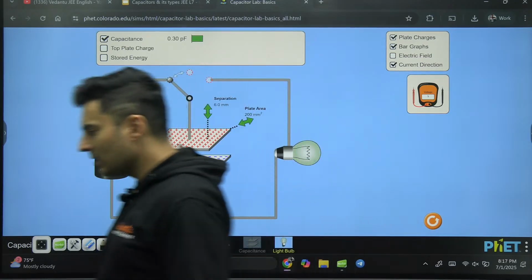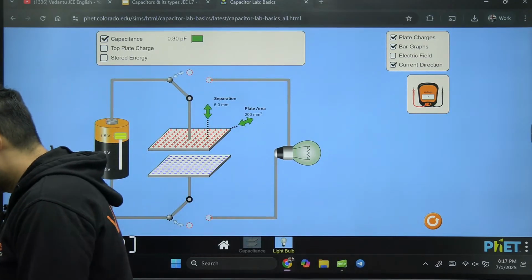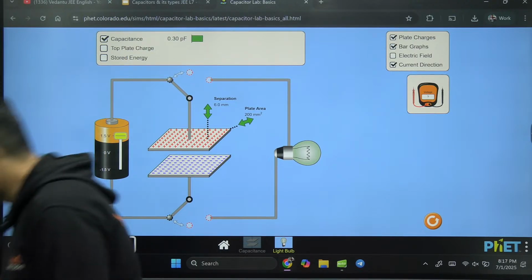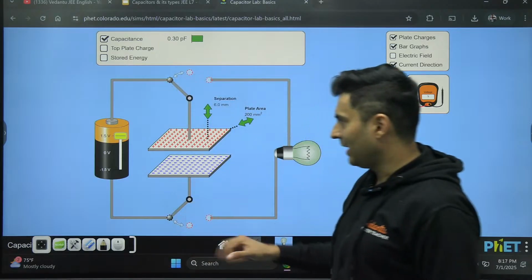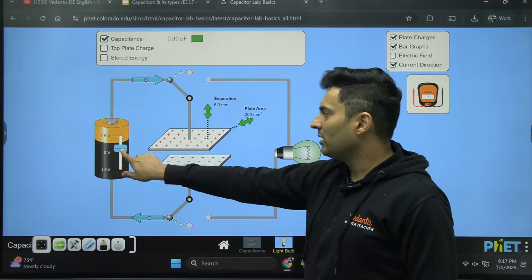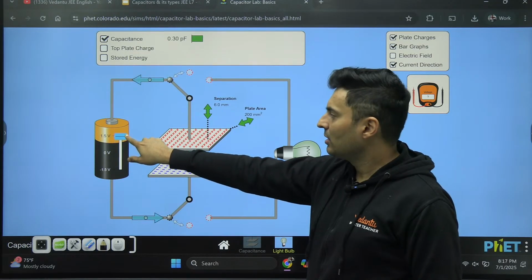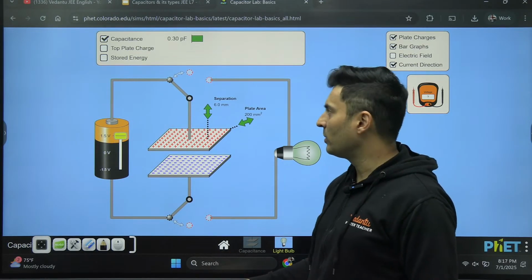Everyone with me? Yes. Hi, Mugilan, welcome. Good evening. Yes, Bhargav. Okay, perfect. If I remove the voltage difference, the charge will also go away. As I increase the charge, I will have to apply more voltage onto it.